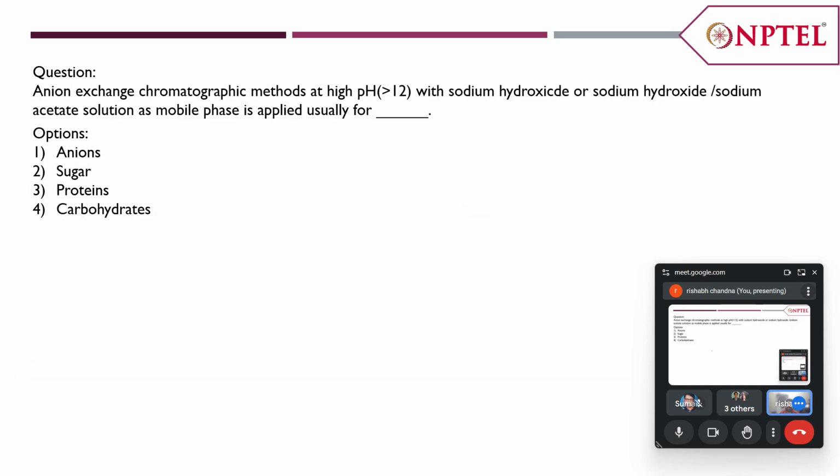Anion exchange chromatographic methods at pH greater than 12, with sodium hydroxide or sodium hydroxide/sodium acetate solution as mobile phase, is applied usually for separation of anions, sugar, proteins, or carbohydrates. What can be the correct answer? Okay. Any more answers? Just read the question twice first.